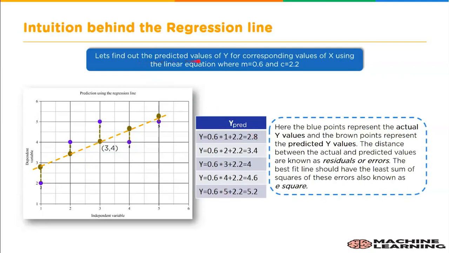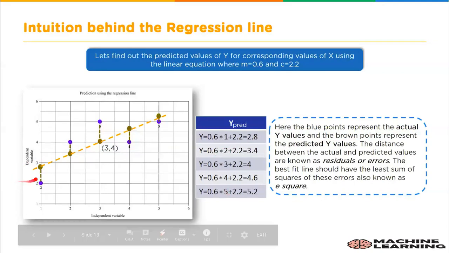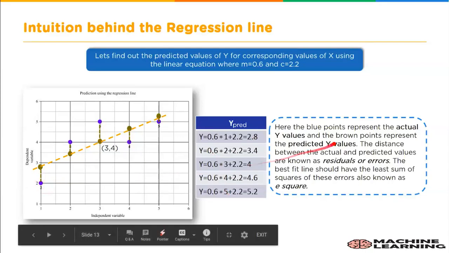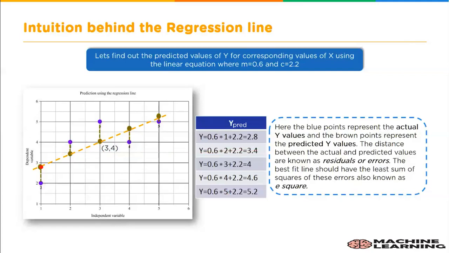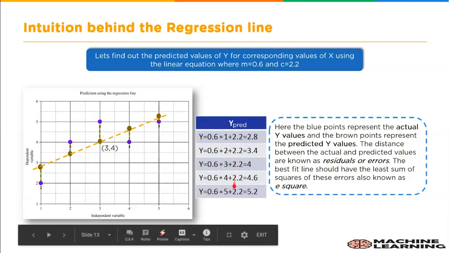So let's find out the predicted value of y corresponding to the value of x using the linear equation, where we have m equal to 0.6 and c equal to 2.2, which is calculated from the least square regression. Now, here the blue points represent the actual y value, and the brown points represent the predicted y value. Why are they linear? Why not a curved shape? Because we put the constant slope and the constant intercept, so we get a linear kind of shape.